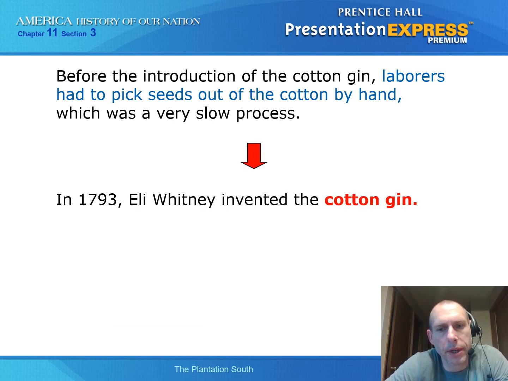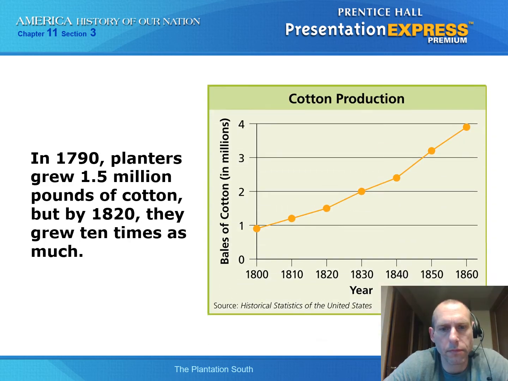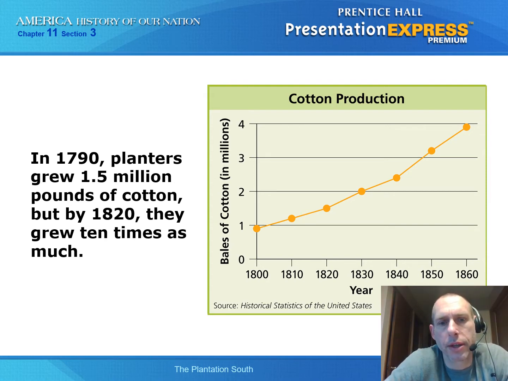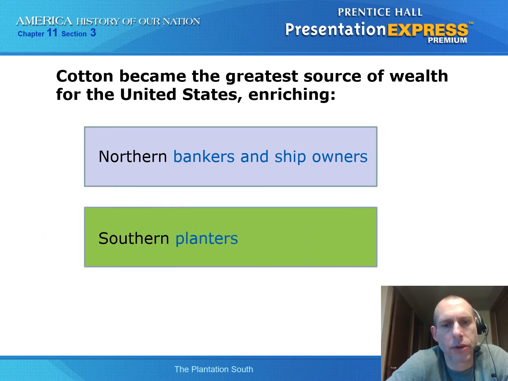The cotton gin made a big difference in production of cotton simply because it was so time consuming to pick seeds out of cotton by hand, and the cotton gin sped that up. With the invention of the cotton gin and use of slavery, you can understand that cotton production would skyrocket and became the United States' greatest source of wealth, impacted not only plantations and farmers, but other industries as well, bankers and ship owners.